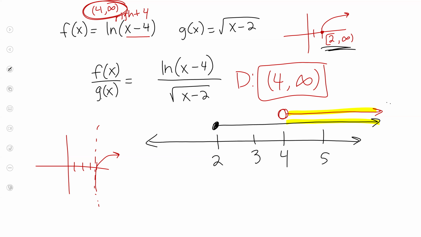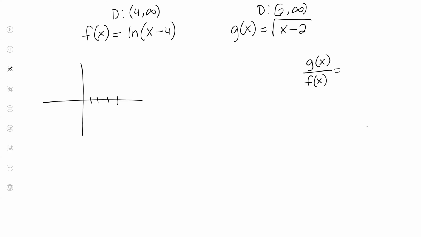Okay, now guys, I want you to do g of x divided by f of x. What would that one look like? Okay, so this time we have square root of x minus 2 divided by the natural log of x minus 4. So let's talk about the domains again. Before I start, let's graph this real quick. This went to the right 4, correct?